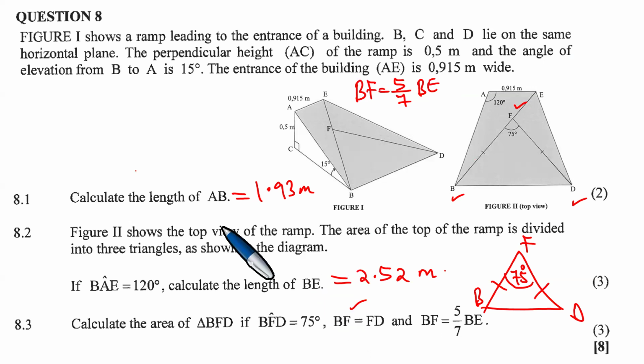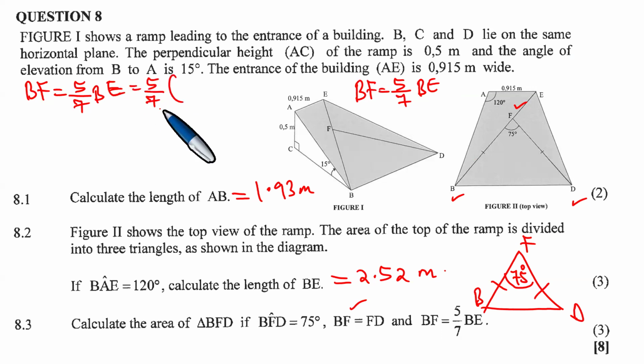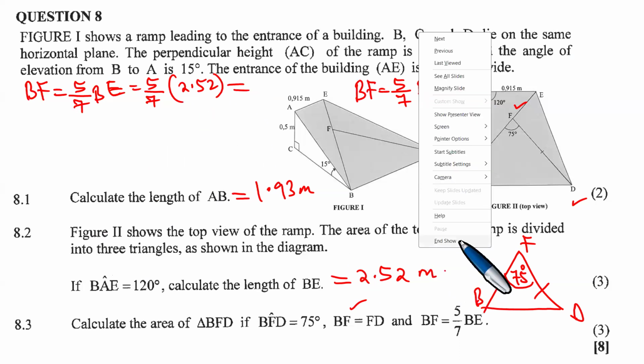Right. So in other words, if BF is 5 out of 7 BE, and BE is 2.52, then we can just use our calculator to compute this one here. Let's check and see to it that we're able to get the answer.